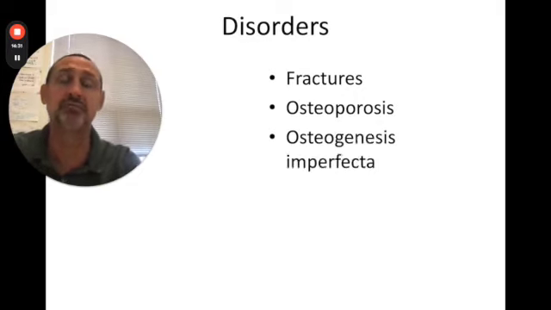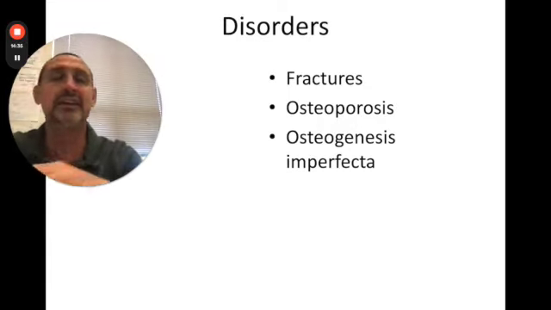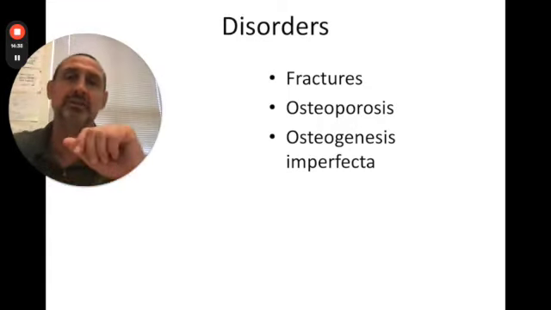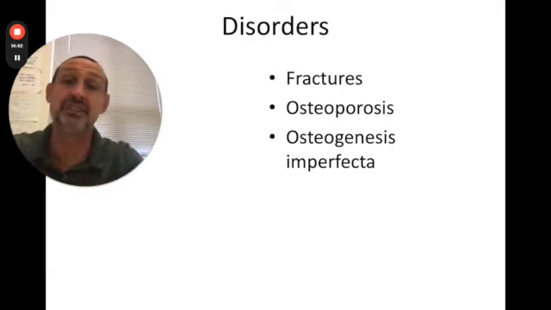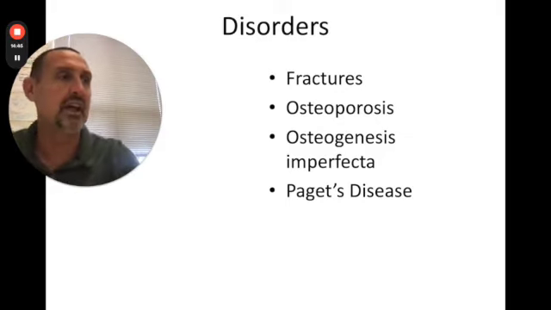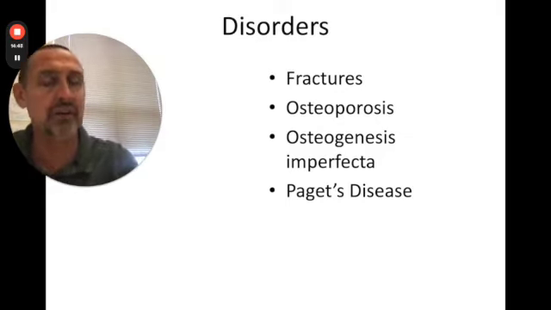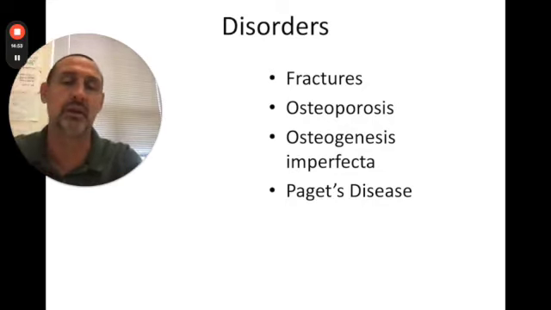Osteogenesis imperfecta is brittle bone disease. Your bones have way too much calcium, not nearly enough collagen. So they don't have the flexibility. They're like chalk. They're easy to break, very brittle. This is a genetic disorder. And then Paget's disease, that's a disease, again, where you have overactive osteoclasts, which results in kind of weaker bone.